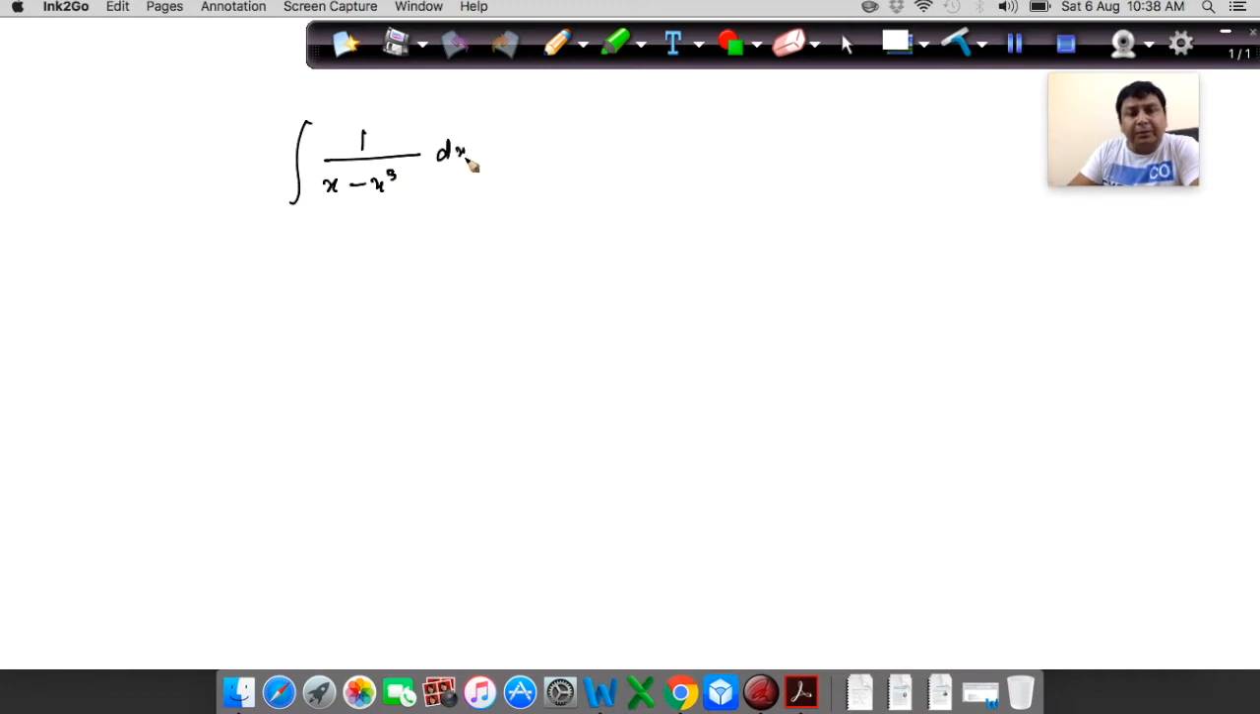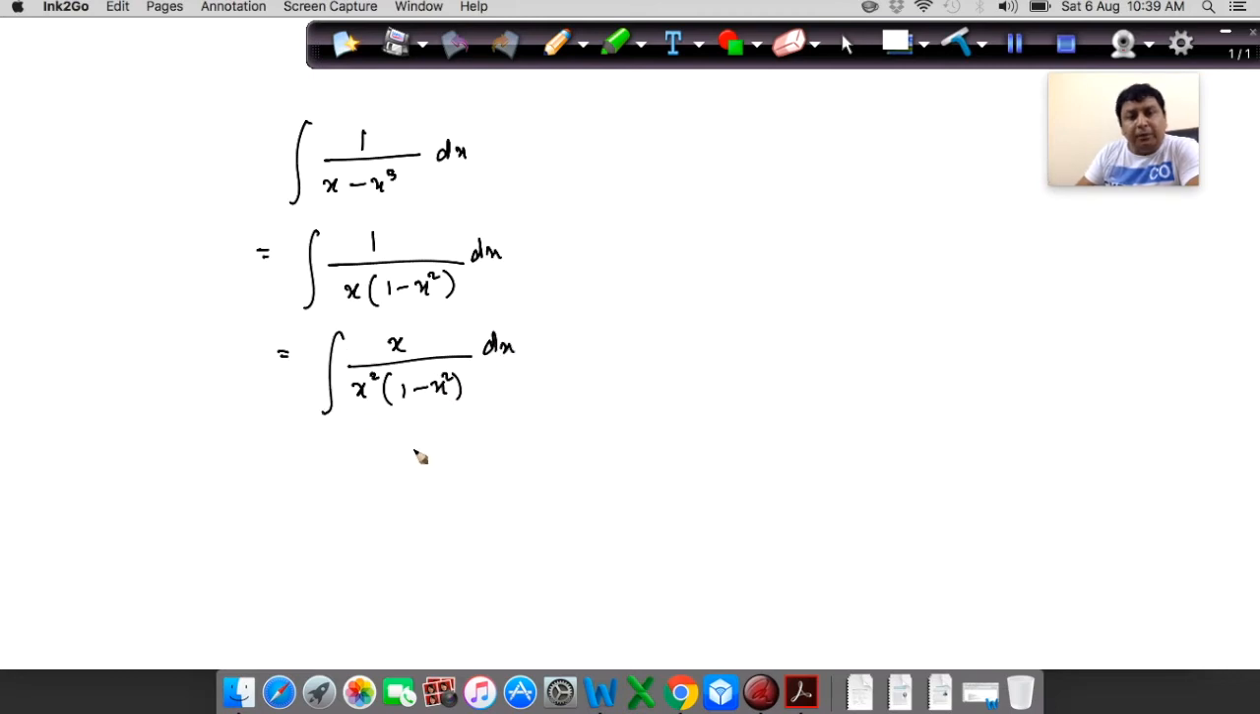I can do a simple thing here. I can write 1 upon, I take x common, we get 1 minus x square dx. Now, some people prefer breaking it as 1 plus x, 1 minus x and applying partial fractions. But if I multiply the numerator and denominator by x, this will convert into a very simple sum, see?